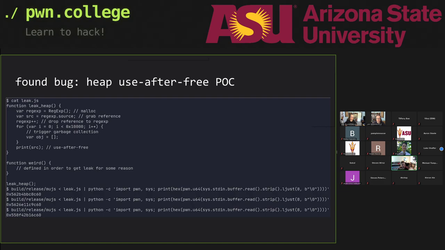So this is going to give us a heap address disclosure, which is useful for security reasons. And again, do pwn.college if you're a little unsure on what that means.